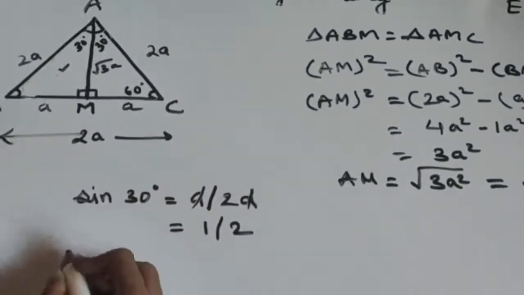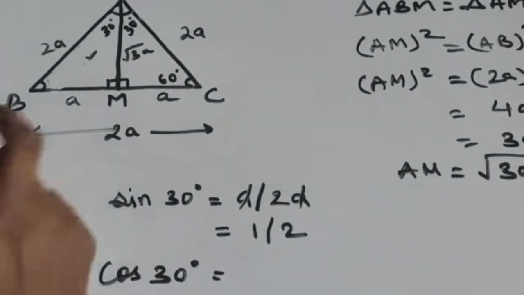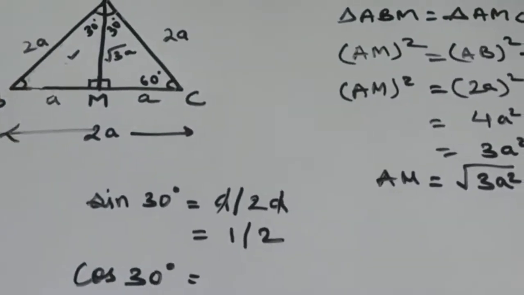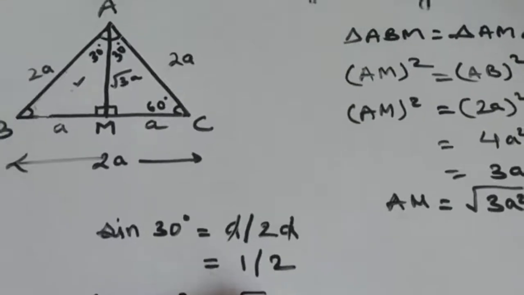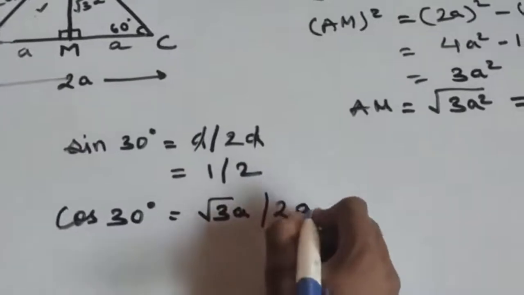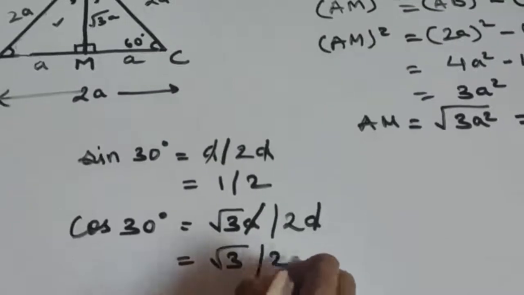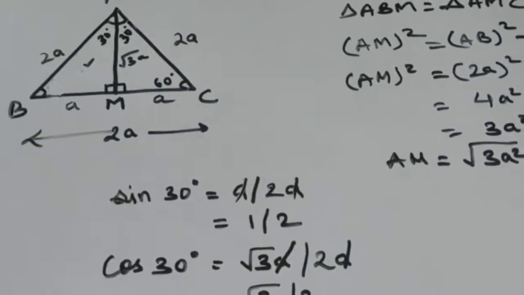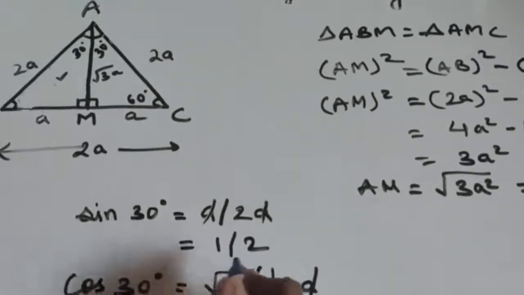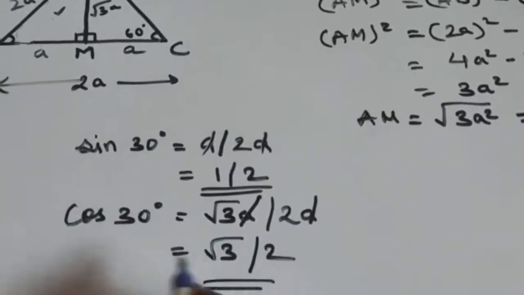Now similarly for cos 30 degree, it will be adjacent side upon hypotenuse. Here the adjacent side is side AM, which has the value root 3A, upon hypotenuse, which has a value of 2A. Here also A gets cancelled. What we get is root 3 upon 2. Any doubt? Okay, let's make it somewhat readable by underlining the values.